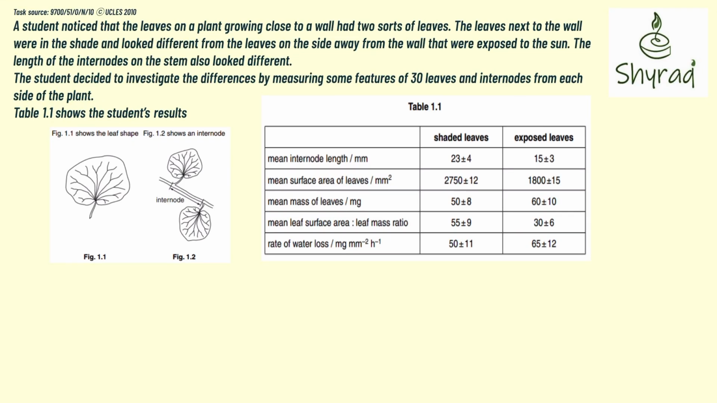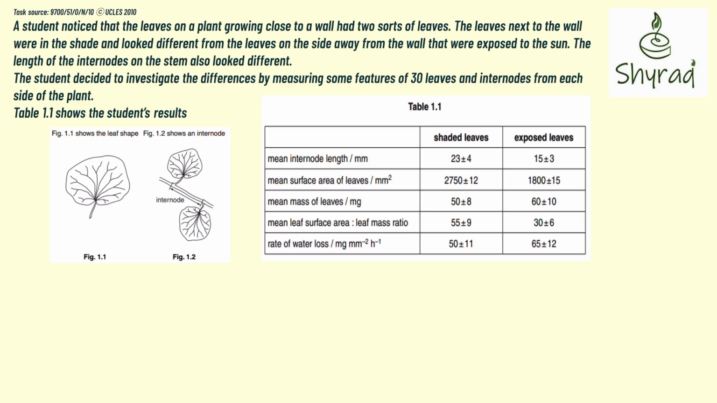A student noticed that the leaves on a plant growing close to a wall had two sorts of leaves. The leaves next to the wall were in the shade and looked different from the leaves on the side away from the wall that were exposed to the sun. The length of the internodes on the stem also looked different.